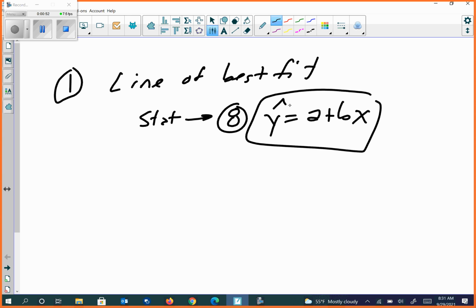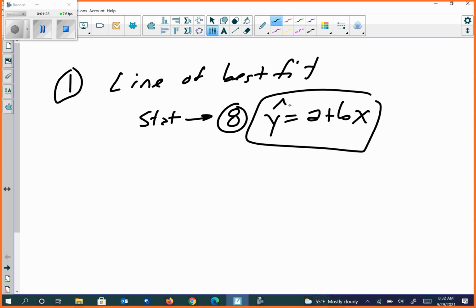So once you plug your data in, you have your data plugged in? Okay, stat, and then 8. So line regression, and then calculate. Did it work? It's supposed to show me a line? It gave you the equation, but what about the line?